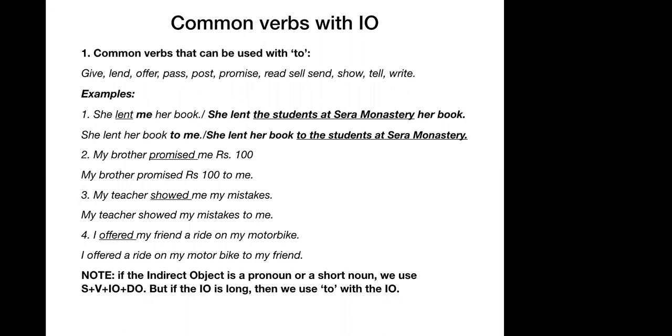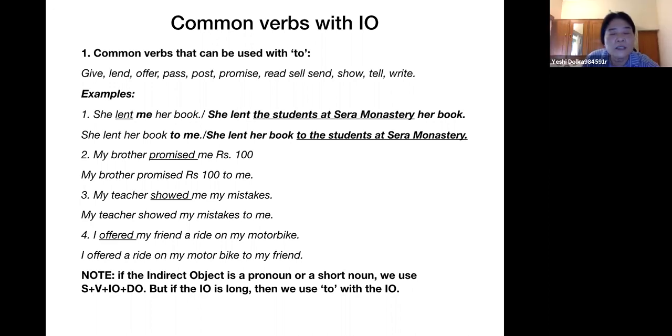Now at the end over here, if the indirect object is a pronoun like him, me, you, or the, then you can use the indirect object there. But if the indirect object is very long, for example here, she lent the students at Sarah Monastery, then it is better to use to.